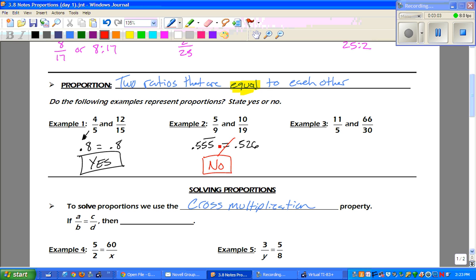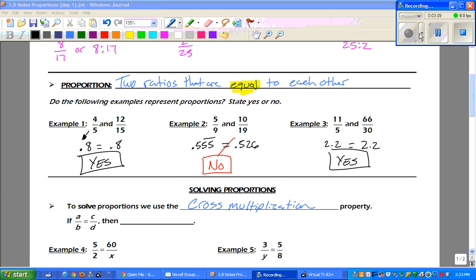Why don't you guys go ahead and pause the video real quick and do example number 3. And there you go. Both 11/5 and 66/30 equal 2.2. So that is a yes.